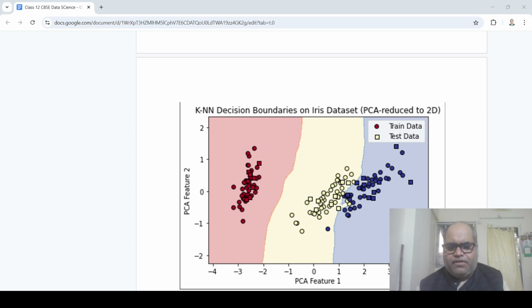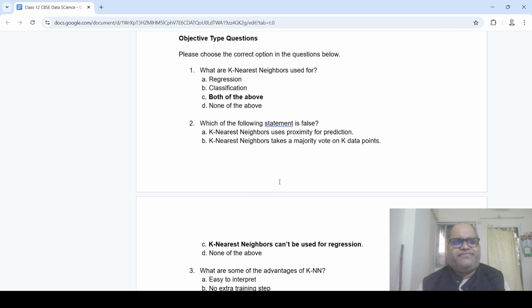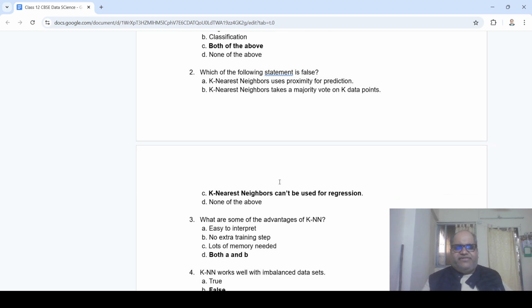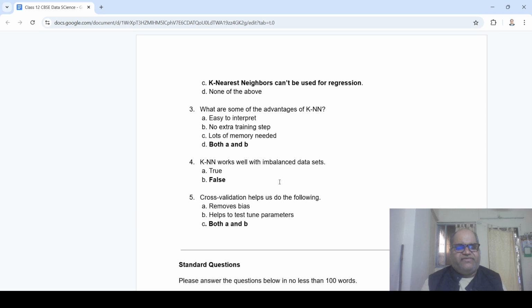Okay, let's get back to our document. Now we'll do a quick review of some of the questions that you can expect. What are K nearest neighbors used for? We also tried reasoning about it. It can be used for both regression as well as classification. Which of the following statements is false? K nearest neighbors use proximity for prediction, yes. K nearest neighbor takes a majority vote on K data points. Both could be true. K nearest neighbors can't be used for regression. So obviously this is false, right?